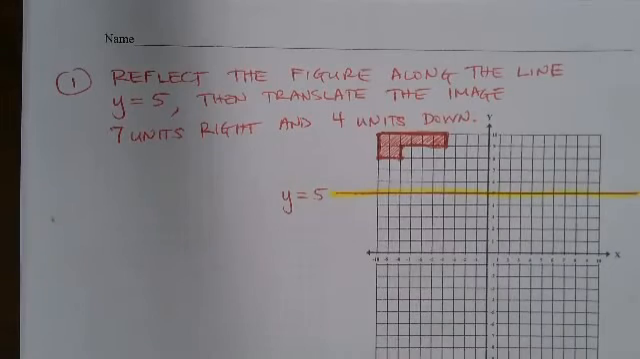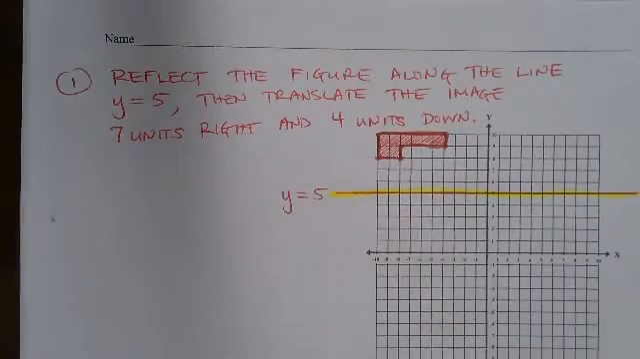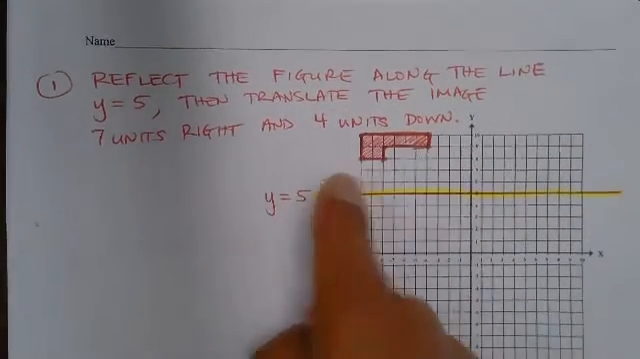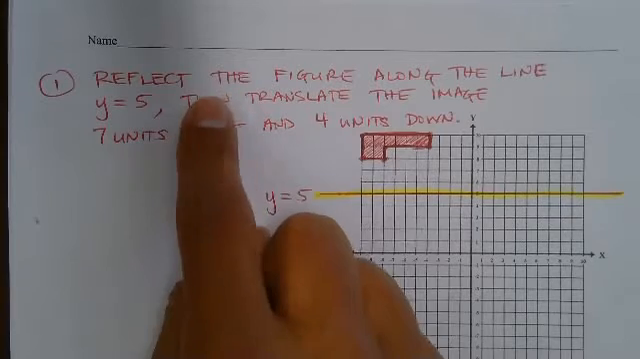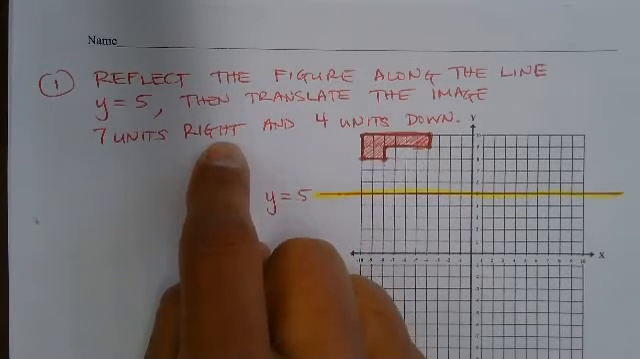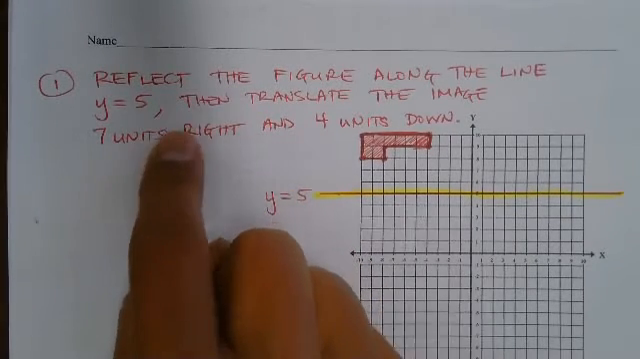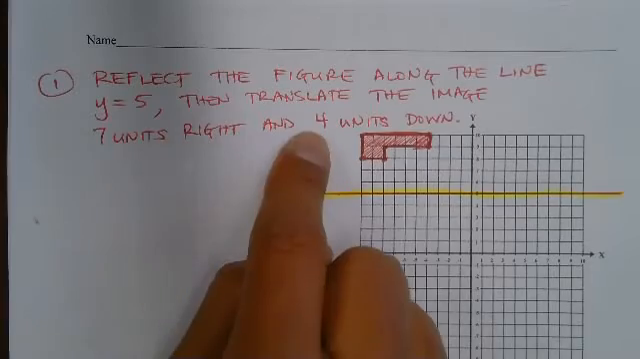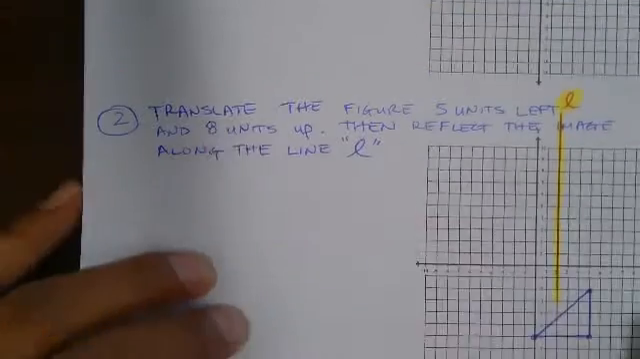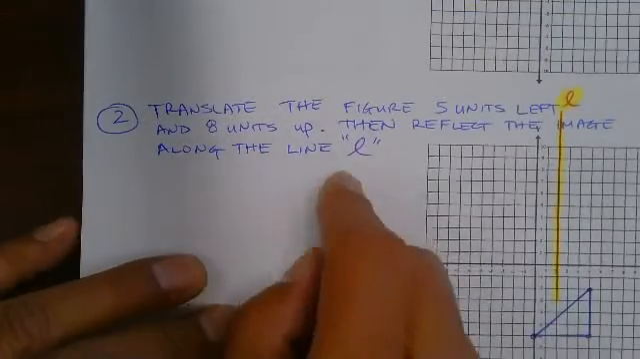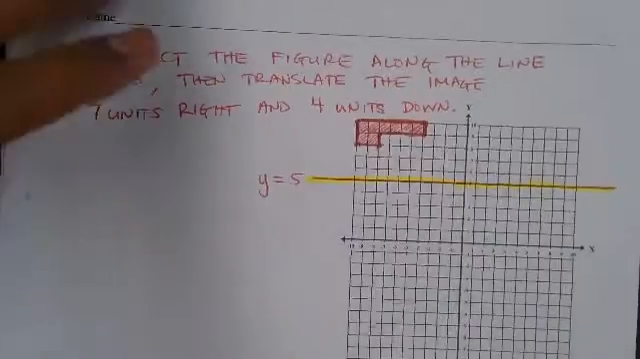Okay, here's the notes for this assignment today. It's doing reflections and translations together. So you have to read carefully. Sometimes you're going to reflect first, like you'll see on number 1, and then translate. Later when you see number 2, you actually translate first and then reflect. But let's just do this real quick. You already know how to do it.